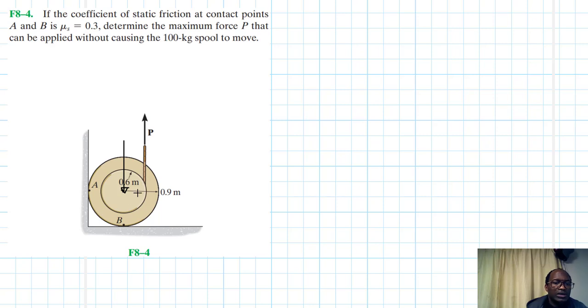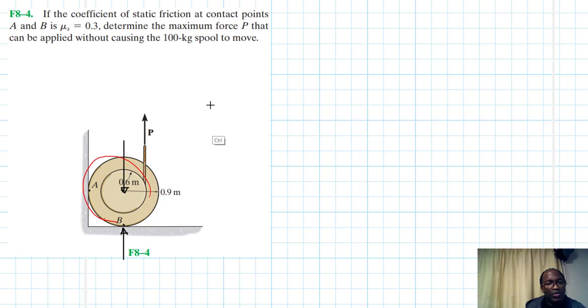Let's say that is our center of gravity. We're going to have a normal force there, and then this, if you look at this, tends to move in this direction like so. This spool tends to move like this. Therefore our friction is going to be in the opposite direction of that.